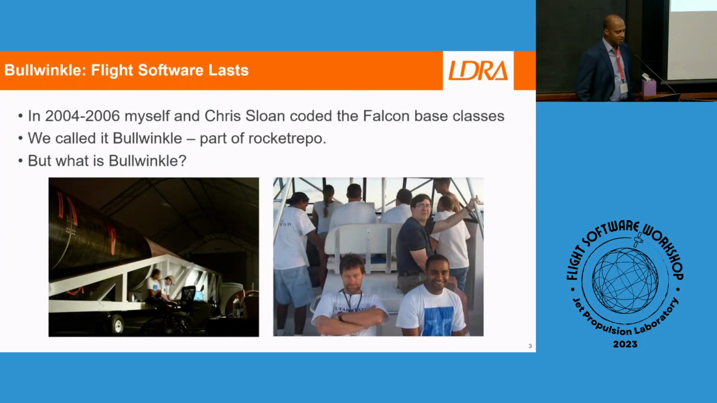A couple little bits about flight software. In the early 2000s, myself and Chris Sloan were some of the early software developers at SpaceX. So we coded the Falcon base classes, and we used Rocky and Bullwinkle memes for all of the software. The only thing is, the Bullwinkle was in the software. Rocky was the rocket. We never wrote that down. So 5 generations of engineers later, people always come and ask me, what is Bullwinkle? Why is there Bullwinkle all over the software?